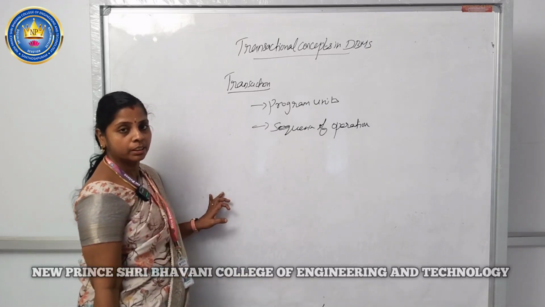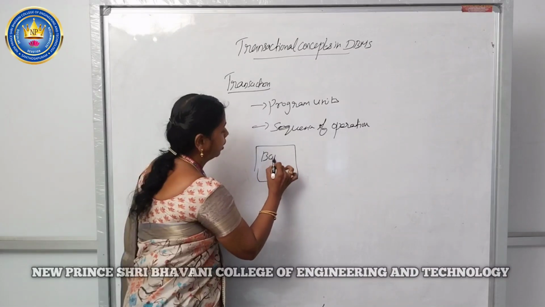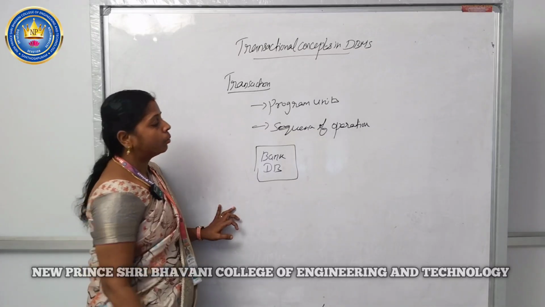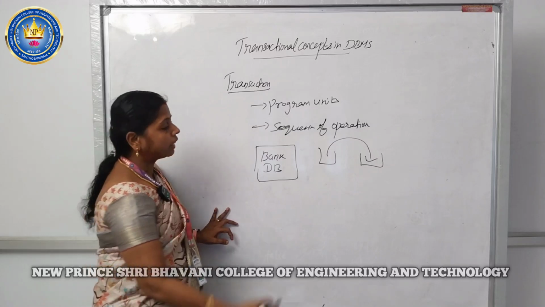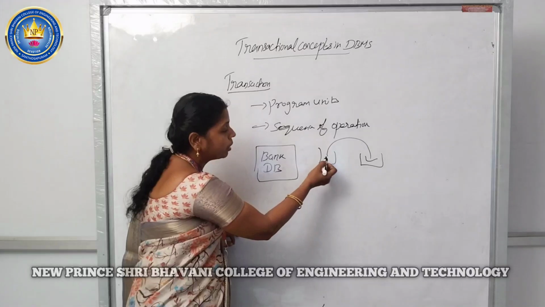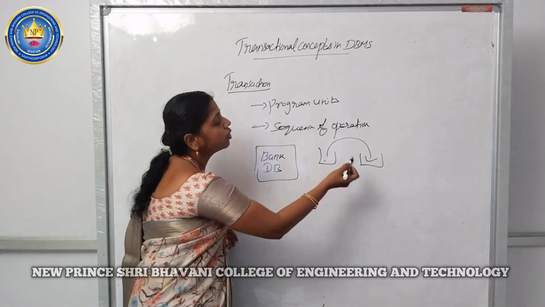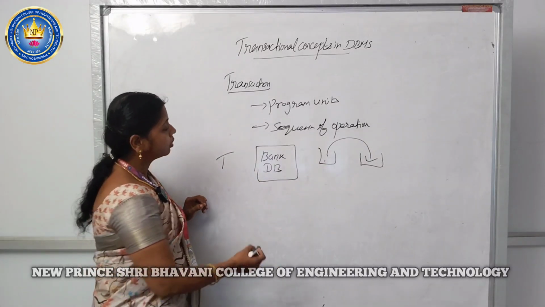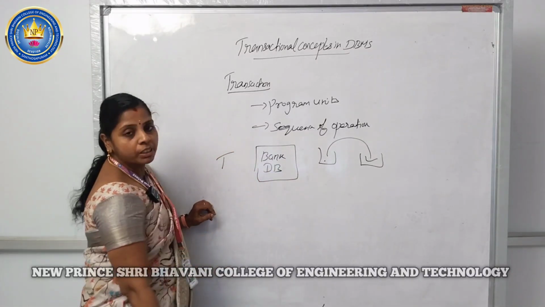How will it change the database? Let us consider our bank database. For example, if you are transferring an amount from one account to another account, it will change the database. That means it contains several operations. First we will open the account. After that, the amount will be debited from the particular account. Then it will be credited to the next account. So this is the sequence of operations. These sequence of operations are represented as transaction T. After executing this transaction, the database will change.